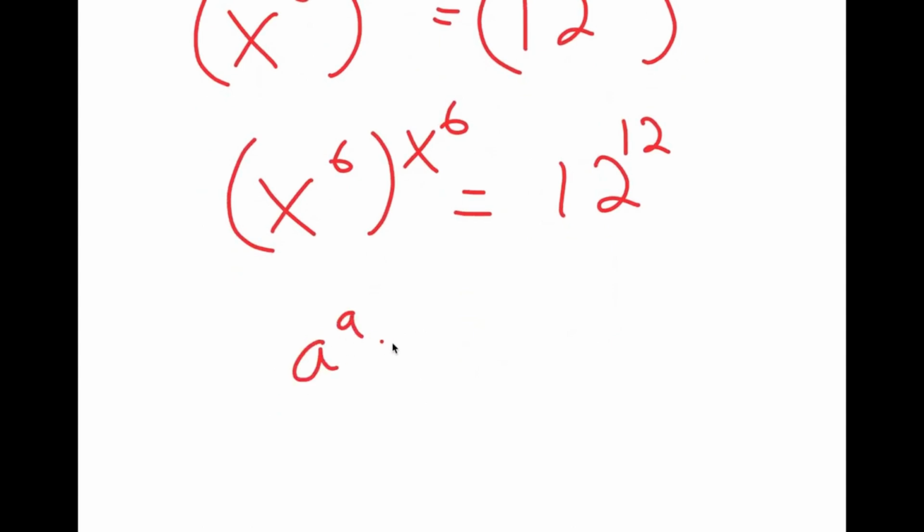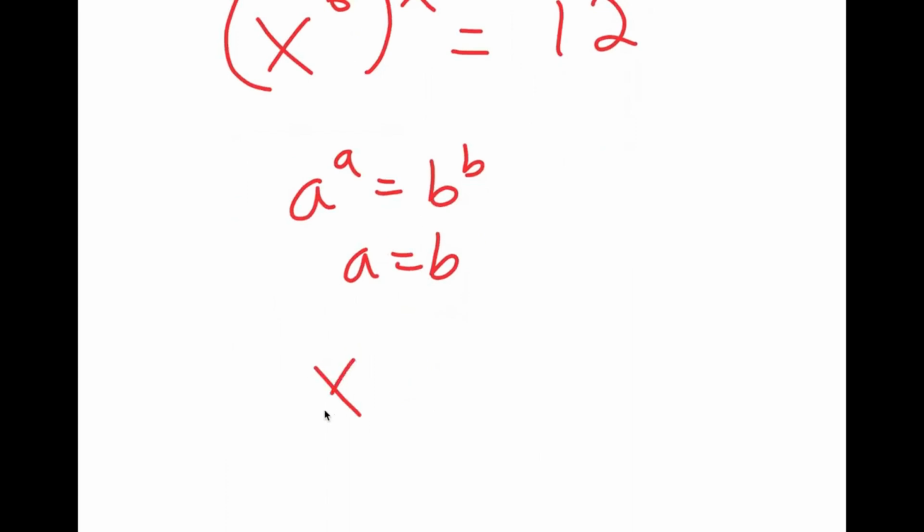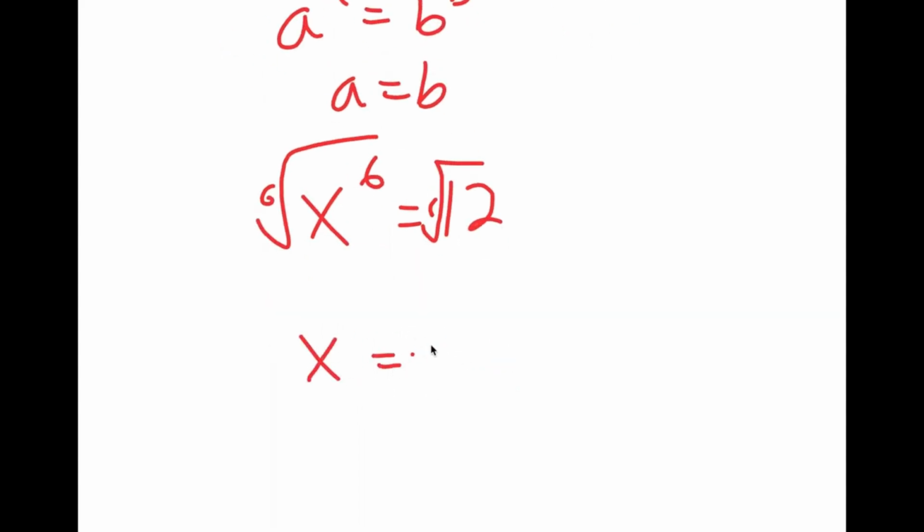And if I have something in the form a to the power of a is equal to b to the power of b, this means that a equals b. So in this case, x to the power of 6 is equal to 12. And if I take the 6th root on both sides, I get x is equal to the 6th root of 12. And this is positive or negative.